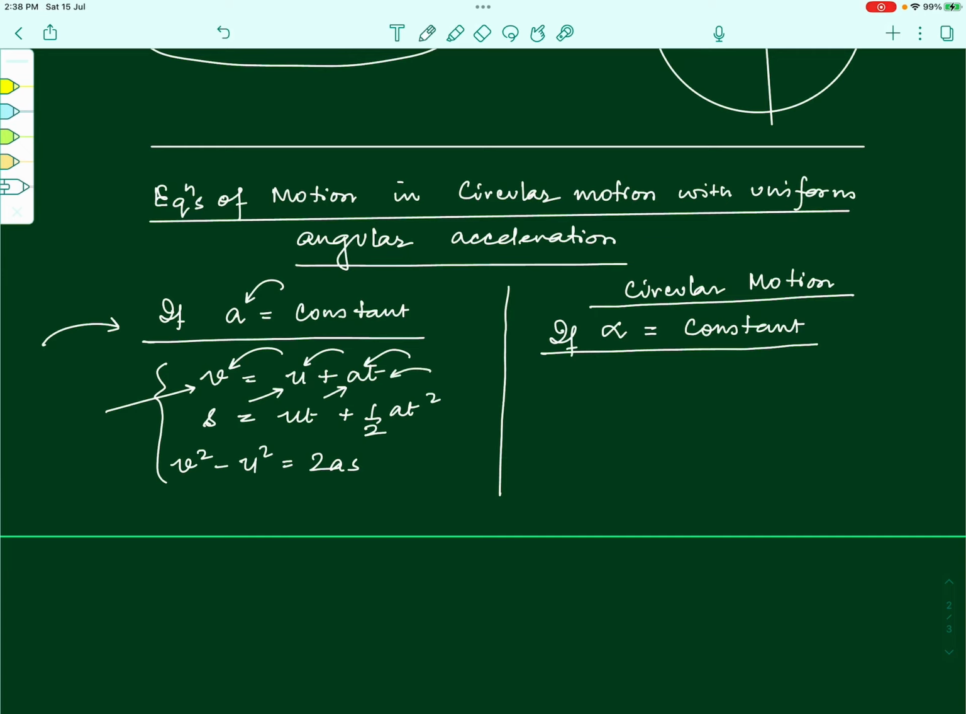So the first equation of motion in circular motion then becomes omega is equal to omega naught plus alpha t. Similarly, the second equation will become theta is equal to omega naught t plus half alpha t squared, and the third equation will become omega squared minus omega naught squared is equal to 2 alpha theta. So these three equations are valid in circular motion for alpha being constant.